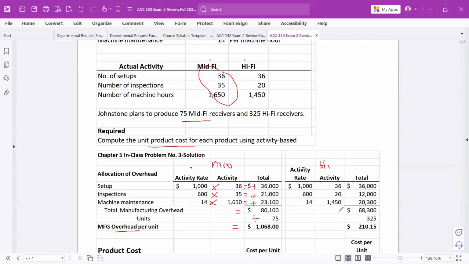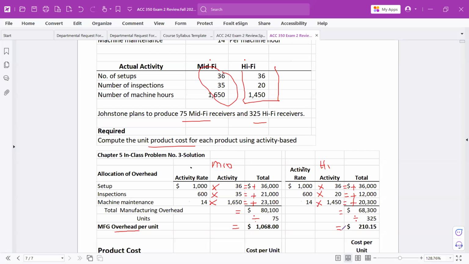We'll do the same thing for the high product. These are the rates, right? 1,614. Here's all of our activity, the 36, 20, and 1450. Multiply the rate times the activity, rate times the activity, and that will give us the assignment of overhead. So we've assigned the overhead 36,000, 12,000, and 20,300. And then we want to add all of them, right? So this plus this plus this gives us that total overhead. Divide by 325 receivers, and that will give us the overhead on a per unit basis.